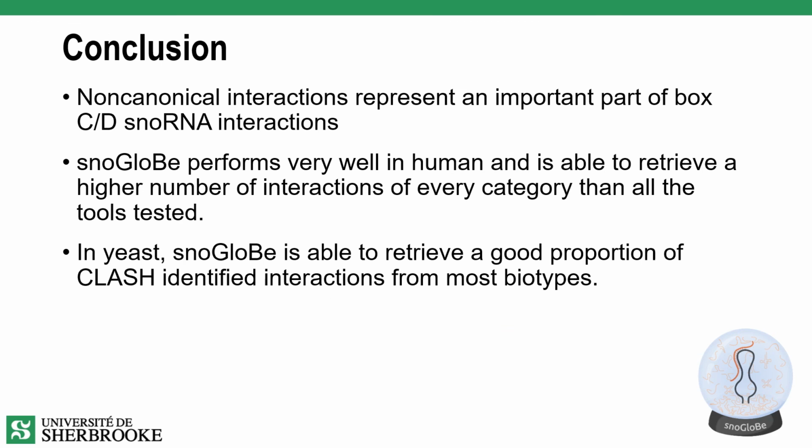In conclusion, non-canonical interactions represent an important part of box C/D snoRNA interactions. snoGloBe performs very well in human and is able to retrieve a higher number of interactions of every category than all the other tools tested. In yeast, snoGloBe is able to retrieve a good proportion of CLASH-identified interactions from most biotypes.